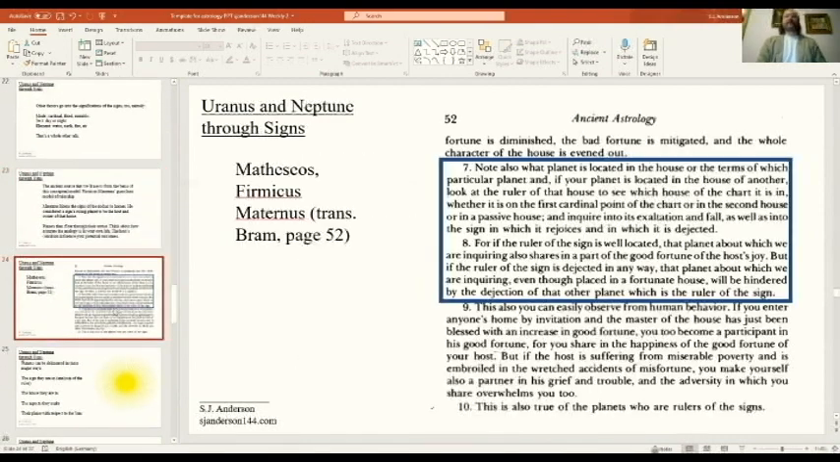And here's Maternus. This is from the Bram translation, page 52, from his book, The Mathesis. He says here, if the ruler of the sign is well located, the planet about which we are inquiring also shares in part of the good fortune of the host's joy. So again, it's this idea of a filtration or a heavy influence between planets.